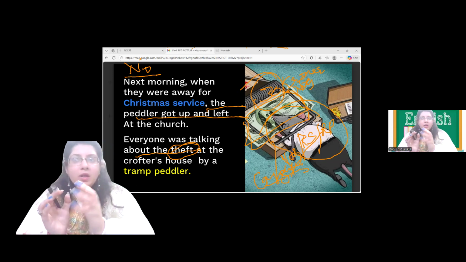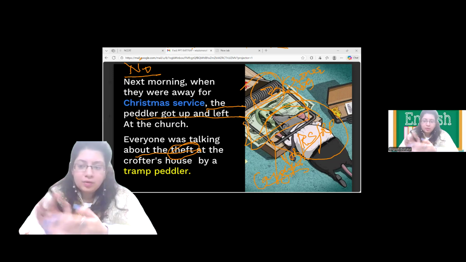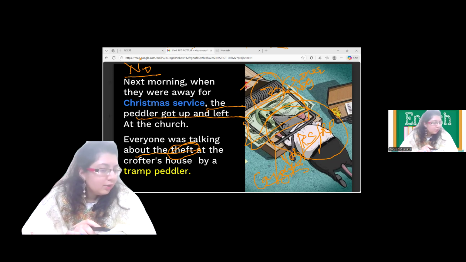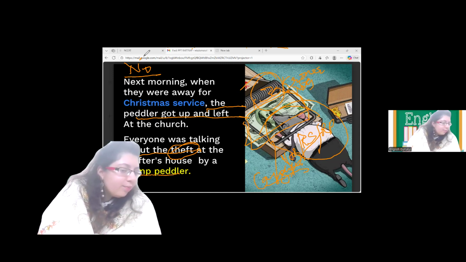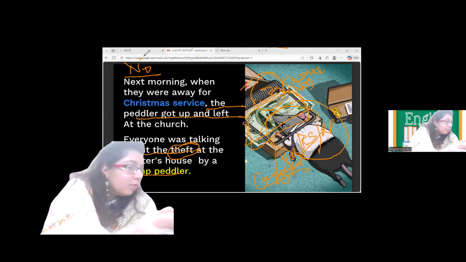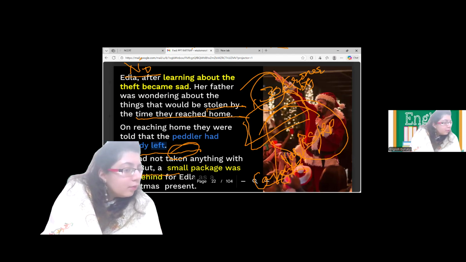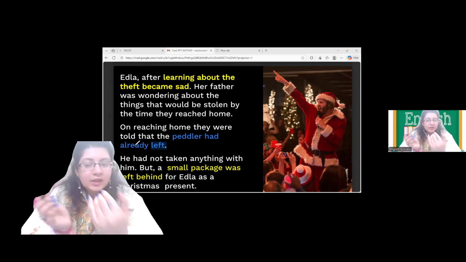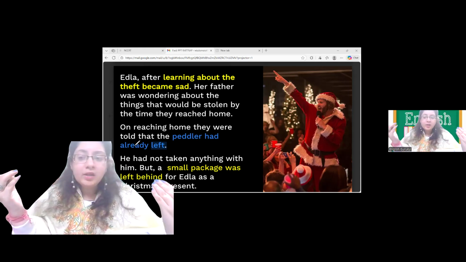So now both of them were in that state of doubt, right? That what all things he might have taken from their home. So everyone was talking about the theft at the crofter's house, by a tramp, by a rat trap peddler, it should have been, yeah. Then Edla, after learning about the theft, became sad. Now, as I have explained, she became sad. So both of them, both the Iron Master as well as Edla, were in doubt, right?